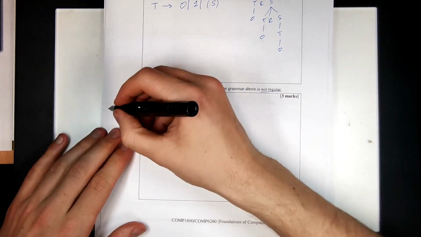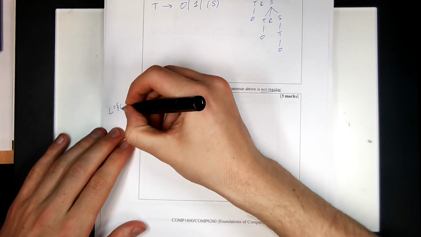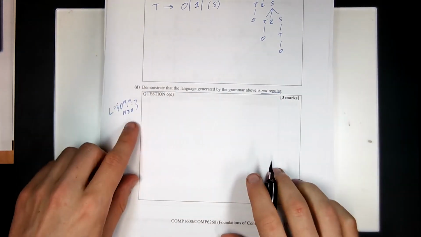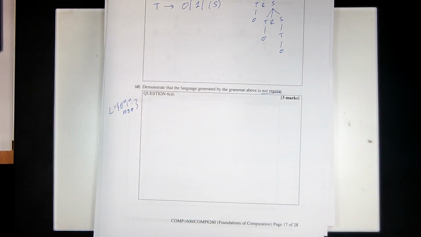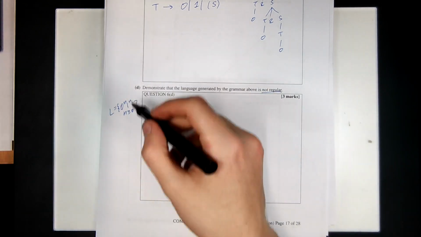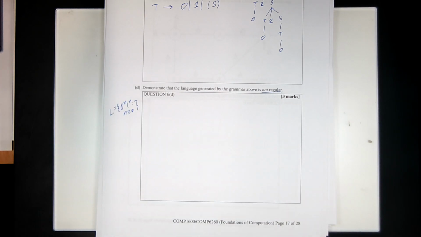So if you remember this language, the set of all strings 0 to the n, 1 to the n, where n is greater than or equal to 0, we proved this was non-regular. If you want, go back to the video, I want to say 0810. I'm not sure, I can't exactly remember the numbers, but somewhere I did a proof of non-regularity for DFAs, so go have a look at that video if you need a refresher.